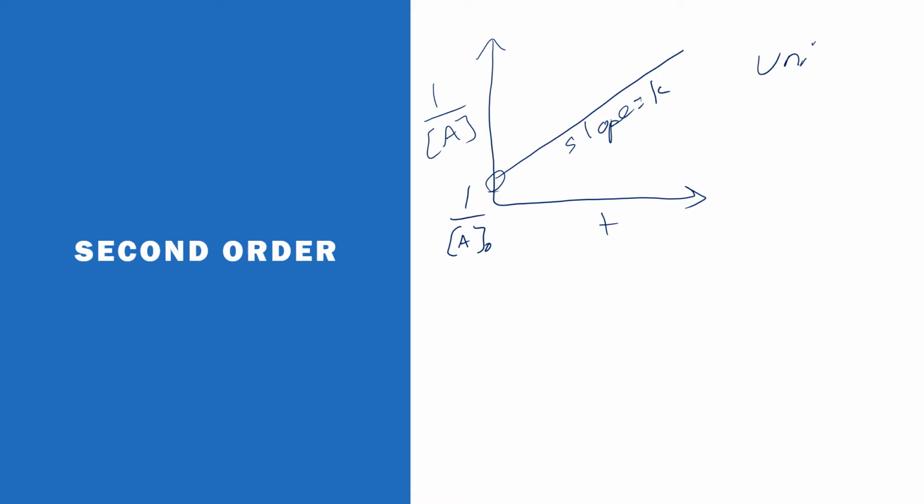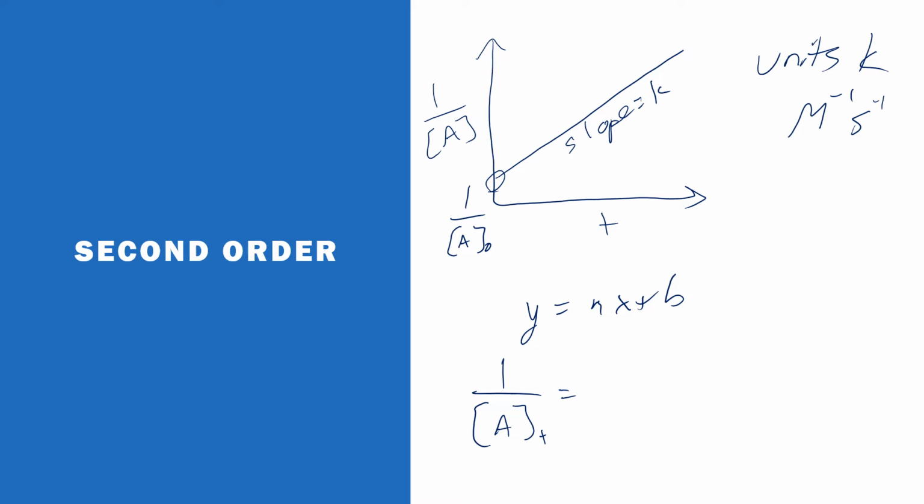Now the units for k for second order are molarity⁻¹ seconds⁻¹, so whatever your inverse concentration unit and your inverse time unit. And then finally, let's look at the y equals mx plus b format of this. So y is 1 over the concentration at whatever time t. Our slope is just k, not negative k this time. Our x is our t value, and our y-intercept is 1 over the initial concentration.